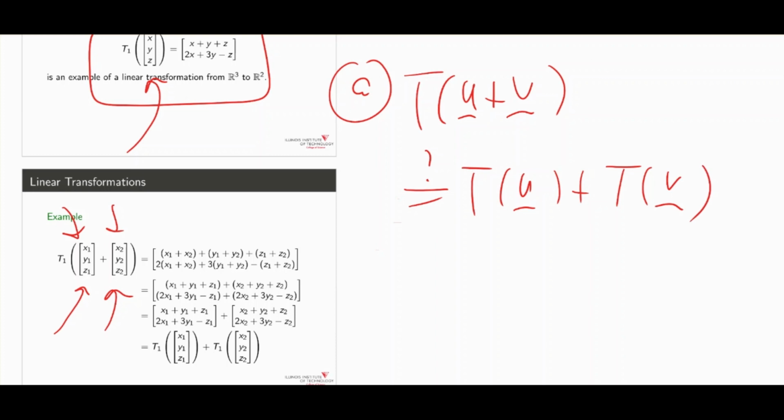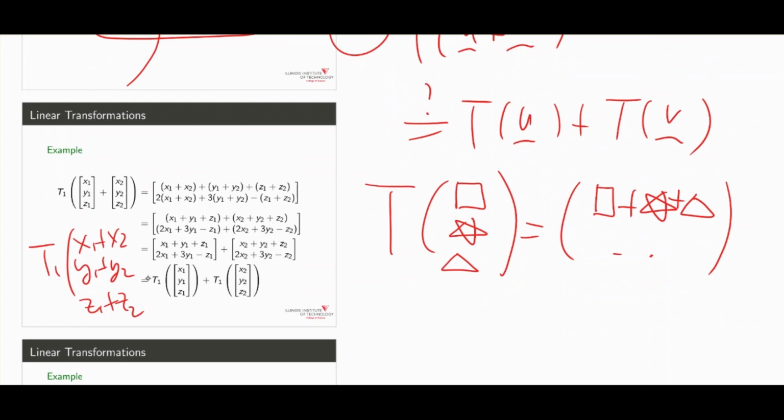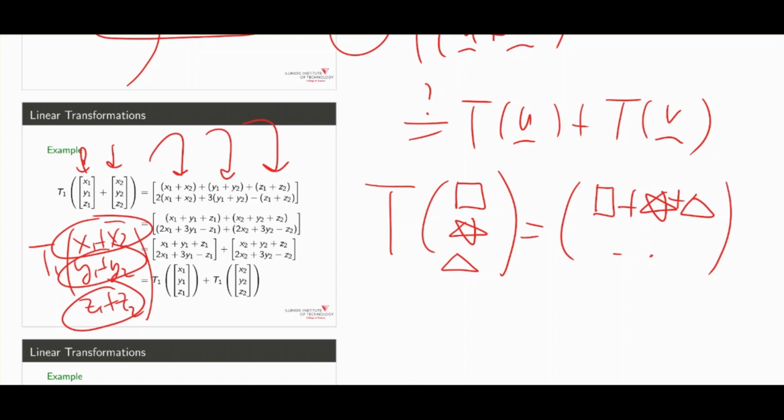So let's look at how we define this. It's T of this vector, and it's going to map accordingly to something like this. Now you have these two vectors, so how do we add them? We add these two vectors together, so the input will be T of x1 plus x2, y1 plus y2, and z1 plus z2. This is what happens after you add up these two vectors. Now each of these entries goes inside the corresponding place in the mapping. That is how we reach this particular mapping.